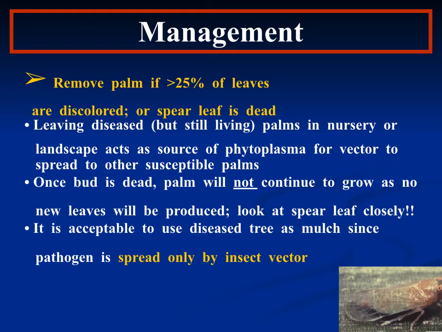Here is one point Dr. Elliott wrote in this part of the module. It's okay to use the diseased tree as a mulch since the pathogen is spread only by the insect vector, not necessarily the wood. I personally would get rid of it if it were me maintaining a big landscape. Oh, the lower photograph there is some species of planthopper. Don't ask me which one, I'm lumping.